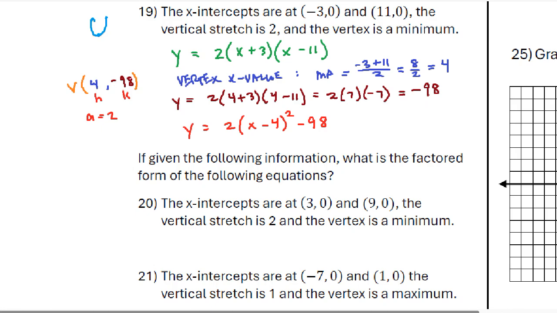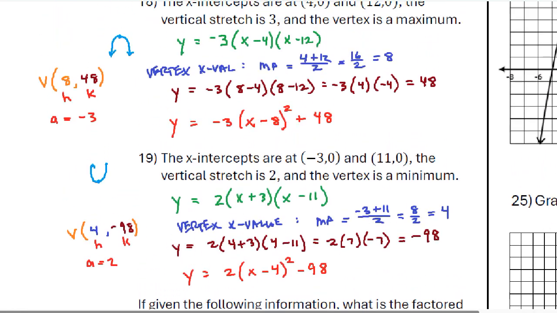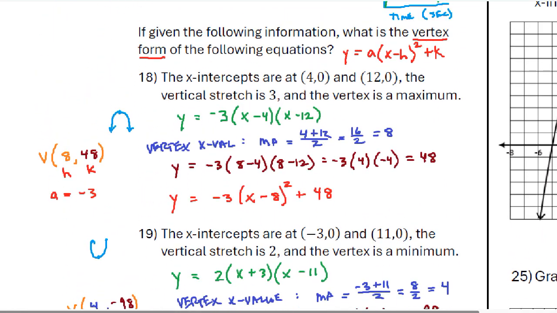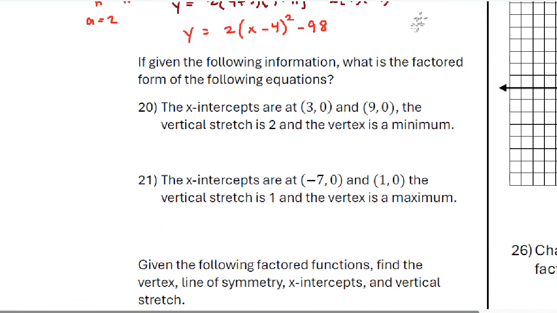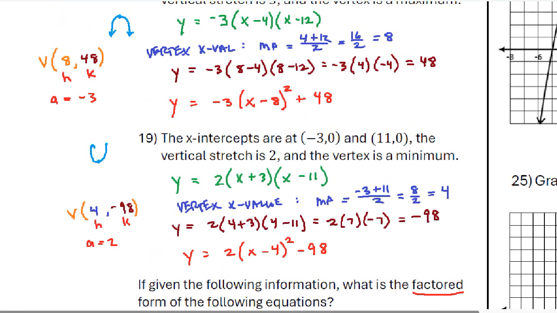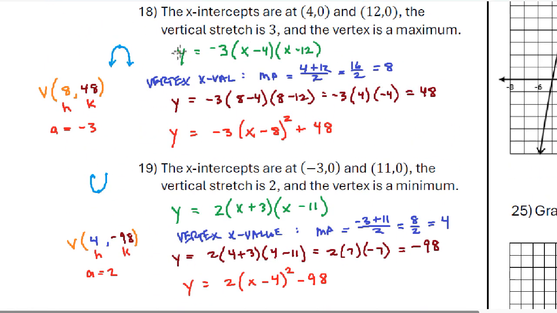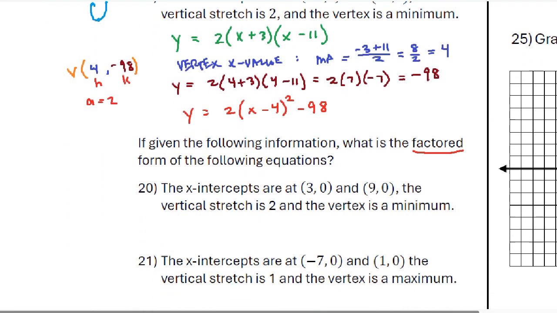Okay, when I look at these next two questions, 20 and 21, I'm glad we did 18 and 19 first, because 18 and 19 asked us to take information about the x-intercepts and write vertex form. But now in questions 20 and 21, we're going to take information about the intercepts and find factored form. That's the one that's easy. We already did that in questions 18 and 19. You can see here was factored form, and here was factored form. So writing factored form will be pretty darn easy.